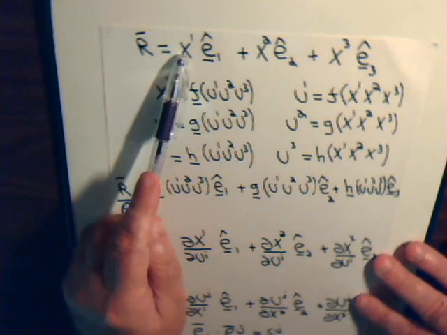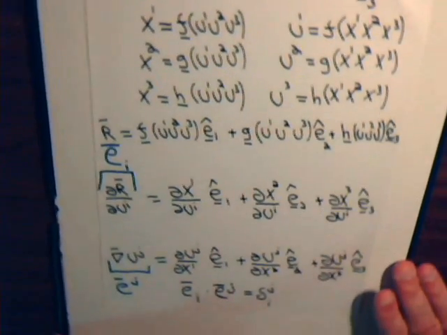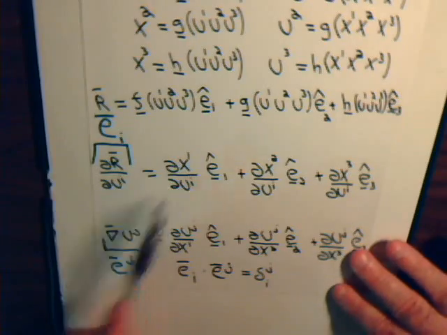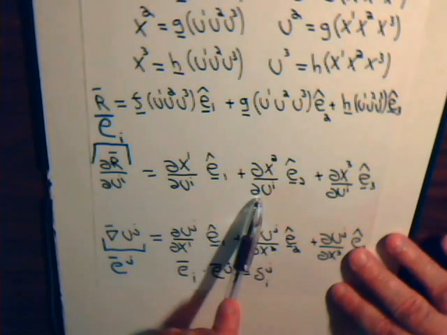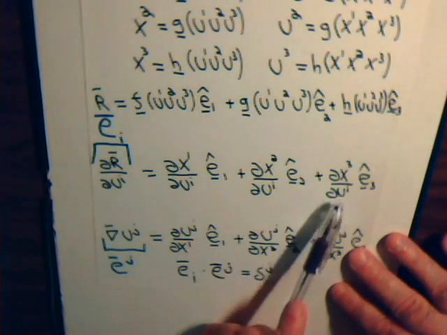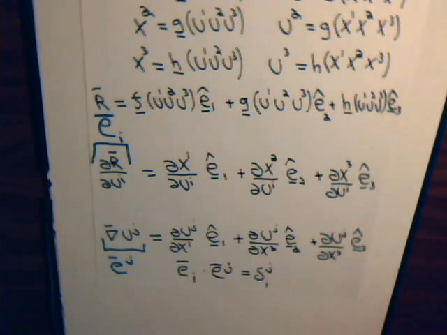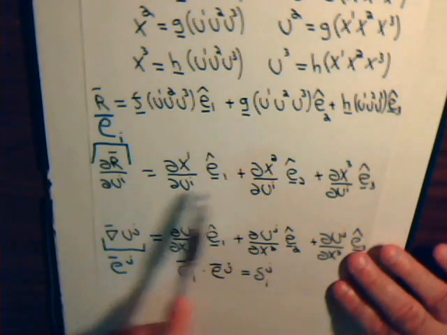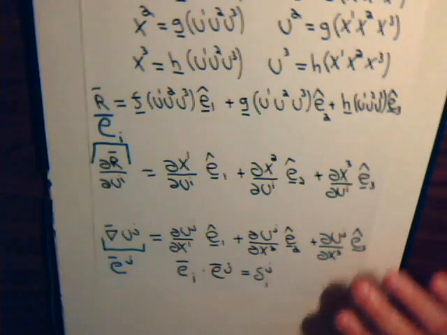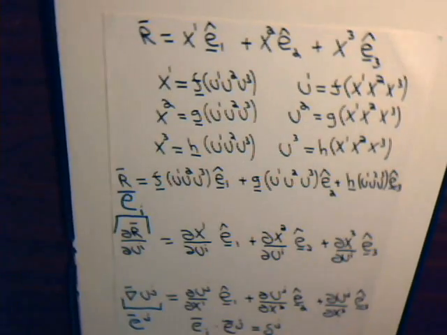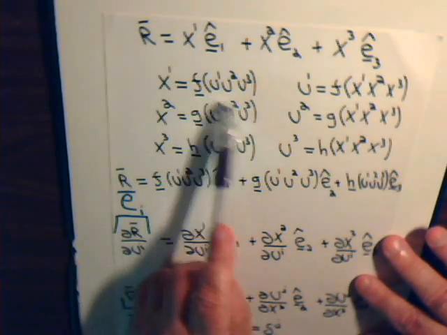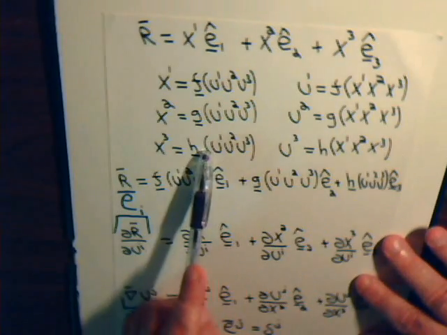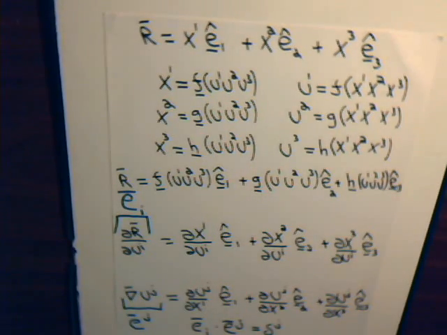The partial of x1 with respect to ui, the partial of x2 with respect to ui, the partial of x3 with respect to ui, and we can take these partial derivatives because x1, x2, and x3 are functions of u1, u2, and u3. And again, in the previous videos, we went over this in more detail.